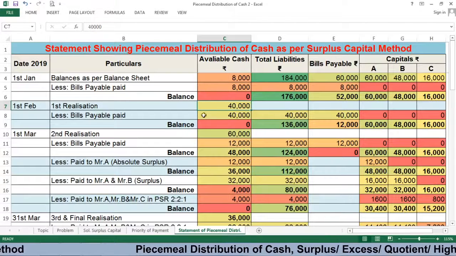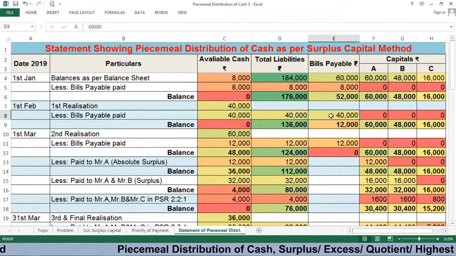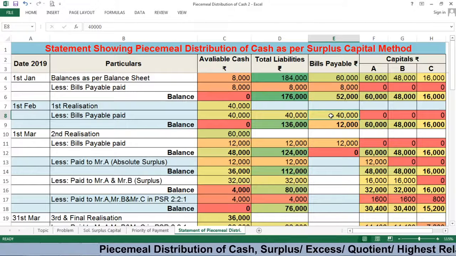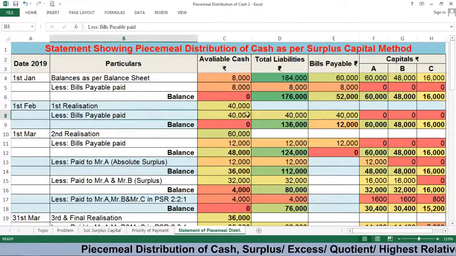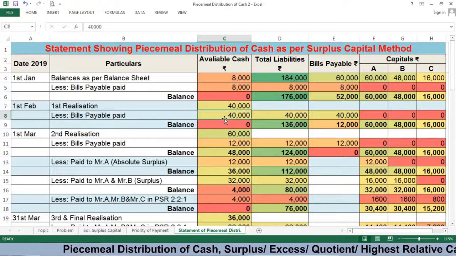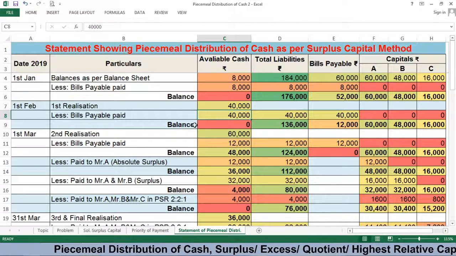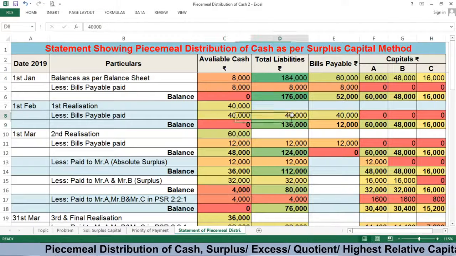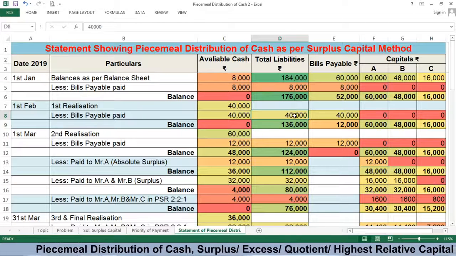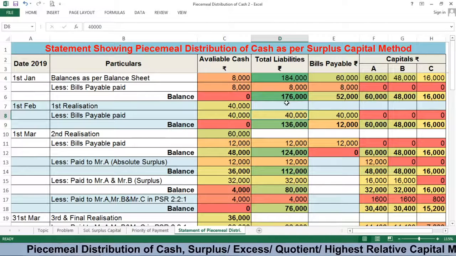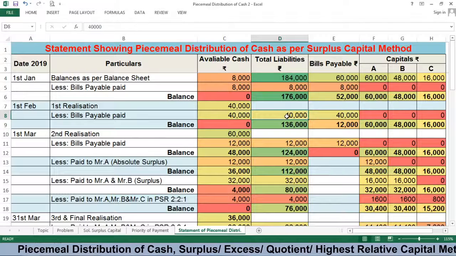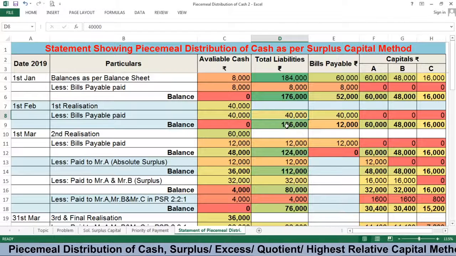Then we can pay that 40,000 to bills payable, as we have to pay bills payable first. After the payment of bills payable, we will be able to pay our partners their surplus or absolute surplus. So here we paid rupees 40,000 for bills payable. Our cash will be again in the balance row, it will be 0, and total liability will be reduced by 40,000. It was initially 1,76,000. After the payment of 40,000, it comes to 1,36,000.